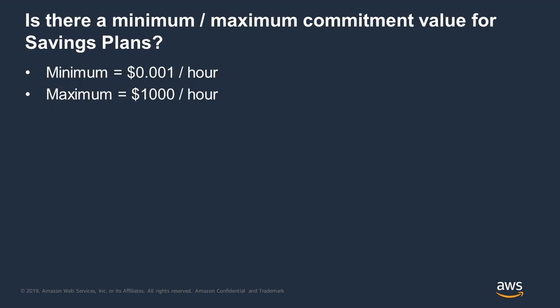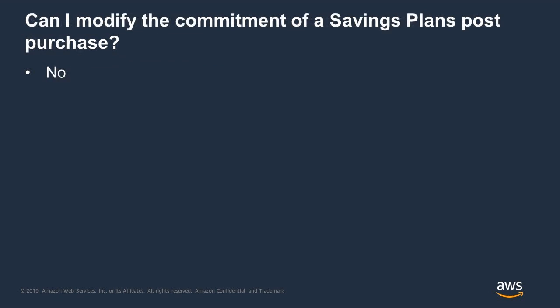Is there a minimum or maximum commitment value for savings plans? Yes, the minimum is 0.1 of a cent per hour, and the maximum is $1,000 per hour. Can I modify the commitment of a savings plan post-purchase? No, there's no way to modify the commitment, so please do be cautious about what you are committing to.